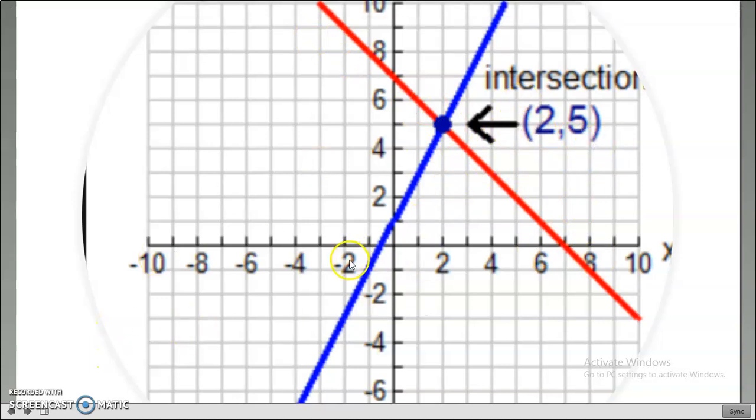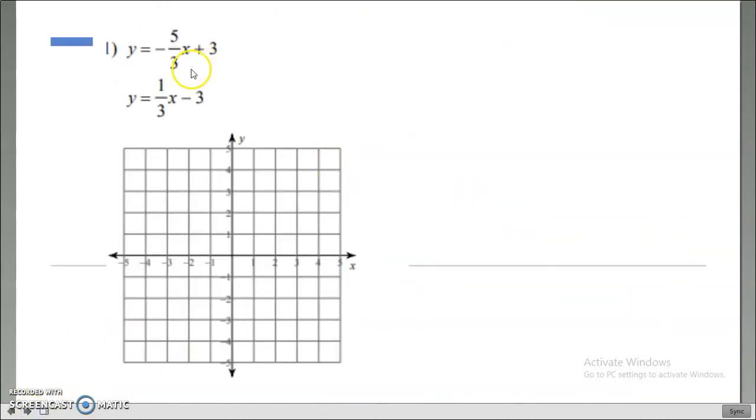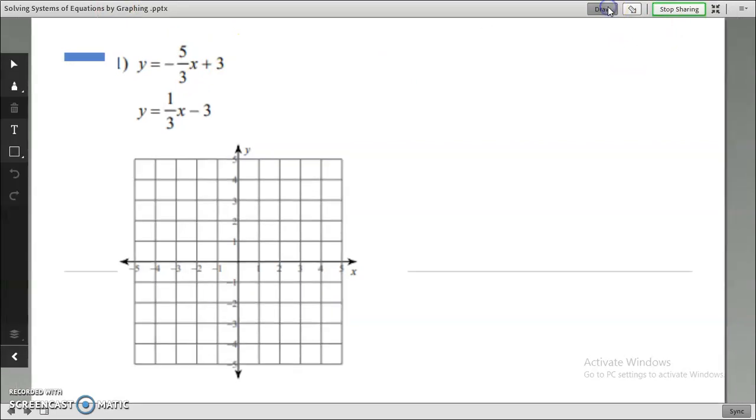So we're going to graph our lines so we can see where they intersect. We want to know the solution. All right, so the first one is y equals negative 5/3 x plus 3 and y equals 1/3 x minus 3. And so we're going to graph these lines. Now I will say that I am probably going to butcher this because I am using my hand, and you cannot be precise and exact when you're graphing by hand. You can, but it's harder to be. So I'm going to show you how to use a tool as well.